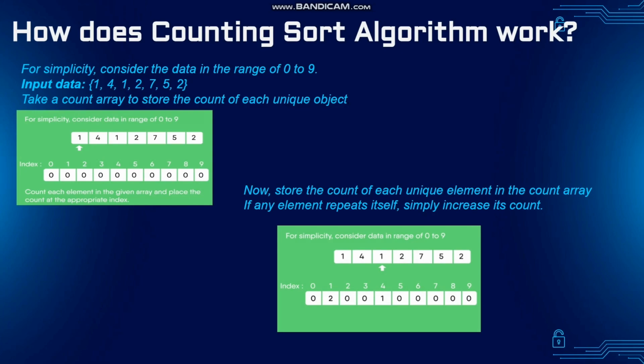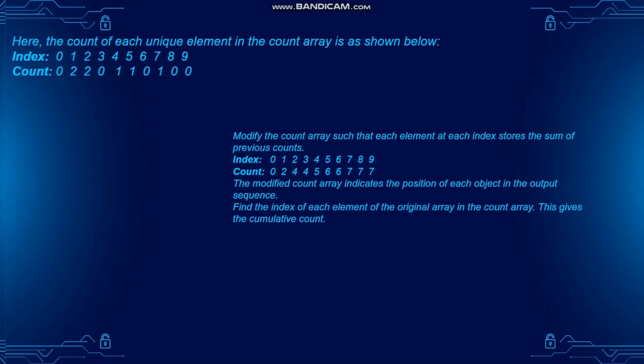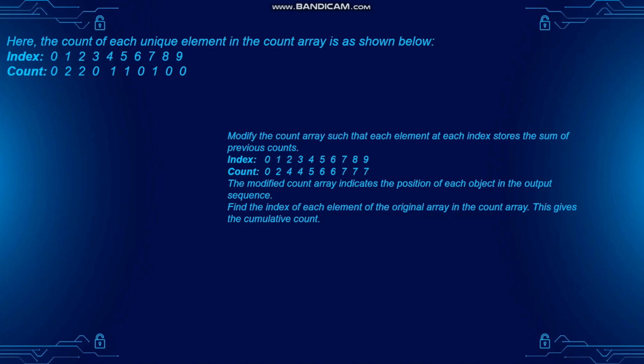Now count each unique element in the count array. If an element repeats itself, simply increase its count. Create an auxiliary array called the counting array with a size equal to the range of values. Each element of this array represents the count of how many times a particular value appears in the input array. Here the count of each unique element in the count array is as shown below.